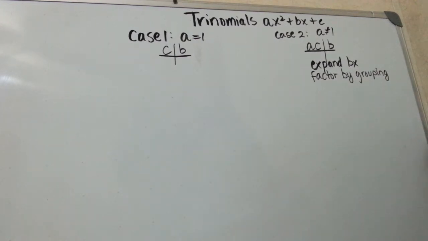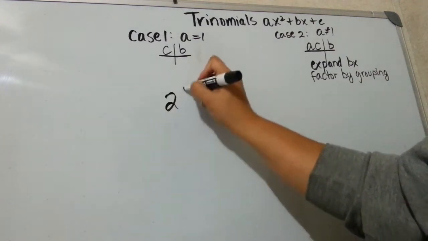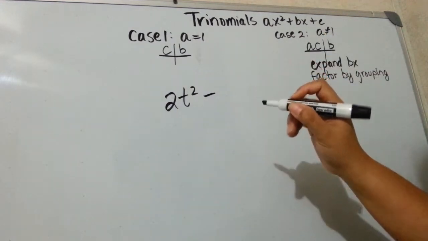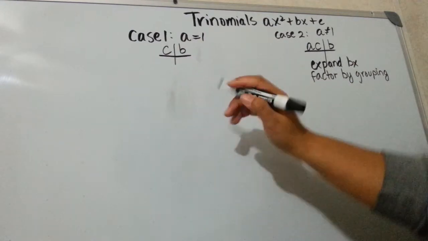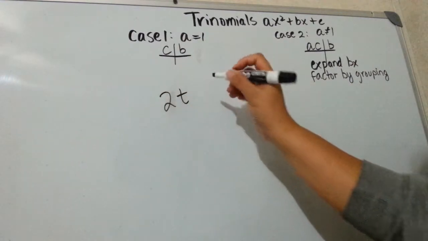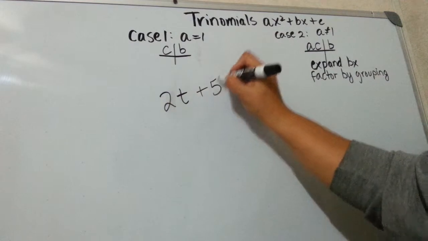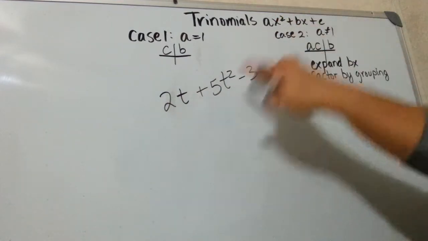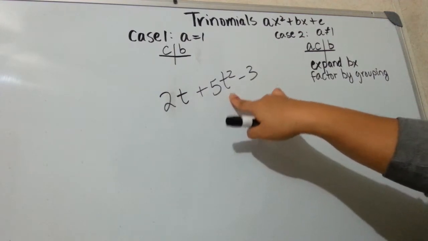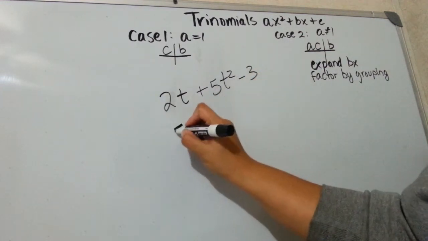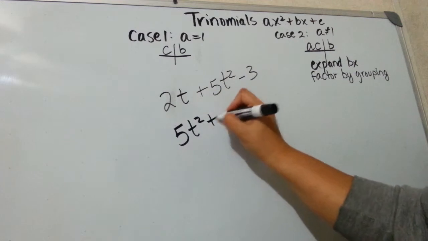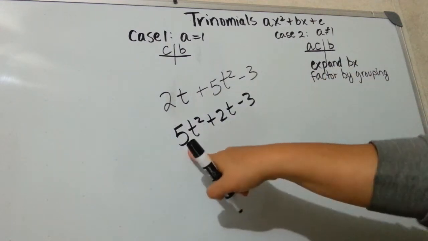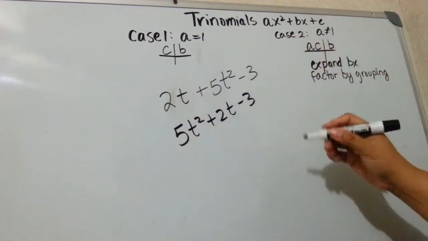Let's try it again. 2t plus 5t squared minus 3. The first thing is it's not in this form because the degree 2 term is in the middle. So we need to rewrite this. And you can see that a is 5, so it's a case 2.